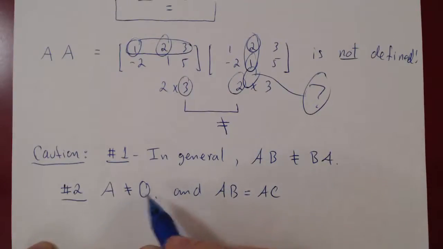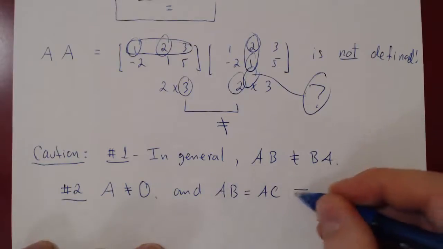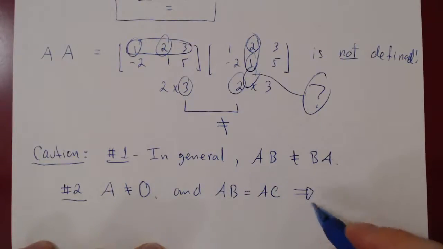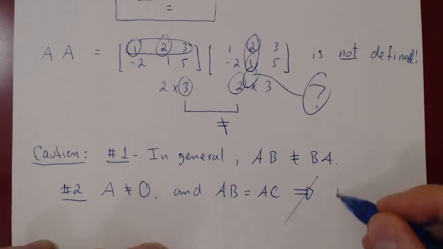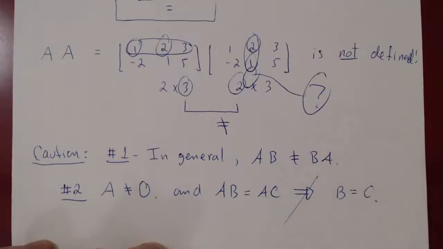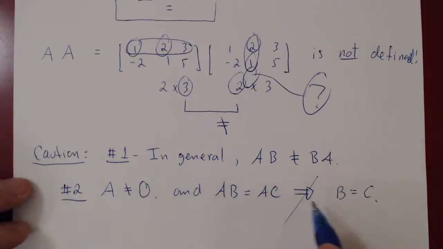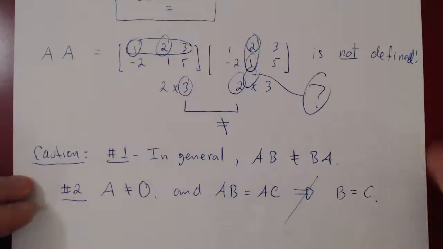So the fact that A is not the zero matrix and that AB equals AC does not imply, this arrow means imply, we'll put a slash across it, that B is necessarily equal to C. And those are the two big exceptions when it comes to matrix operations. So always be really careful when you handle matrices algebraically. Treat them as if you had real numbers, except for these two exceptions. Let me give you a really short example of the second statement that is not always true of matrices.